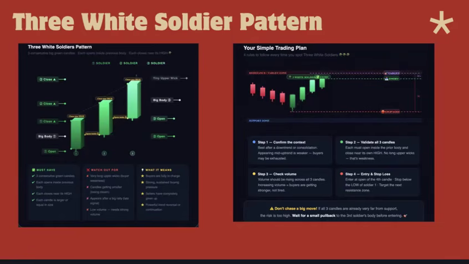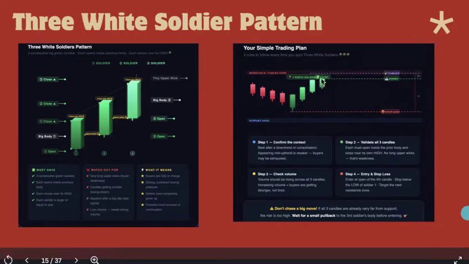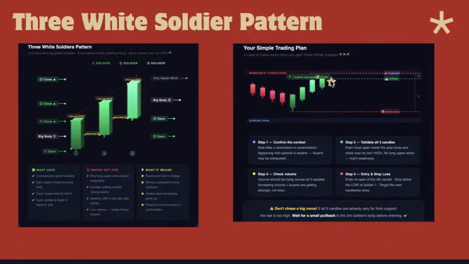Check the volume. This step separates a normal trading person from a professional. Volume should be rising across all three candles. Step 4, entry at the confirmation candle. Stop loss goes below the low of soldier 1 and target is your resistance.